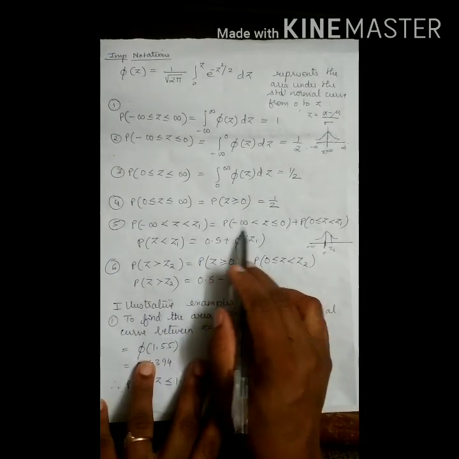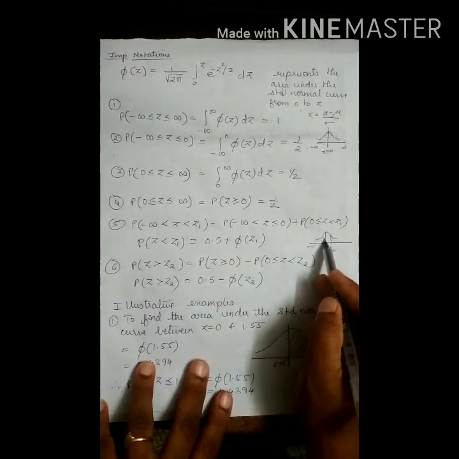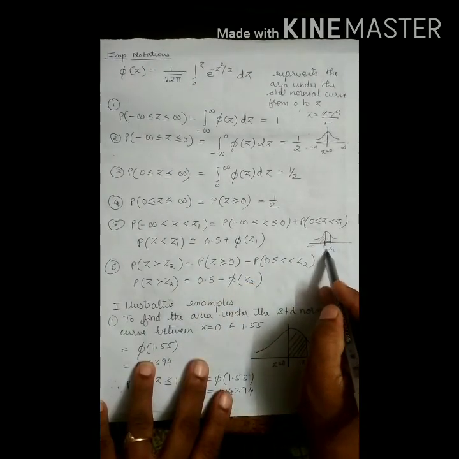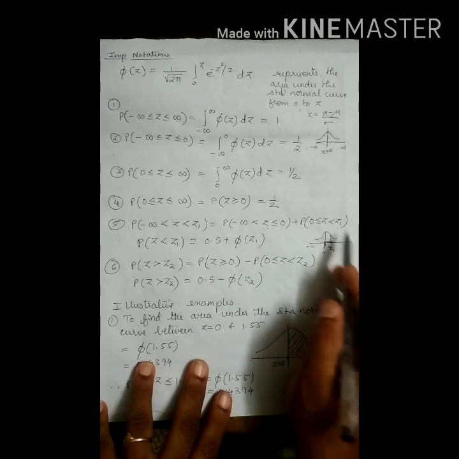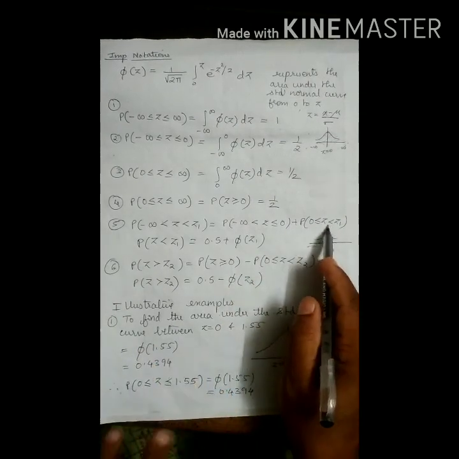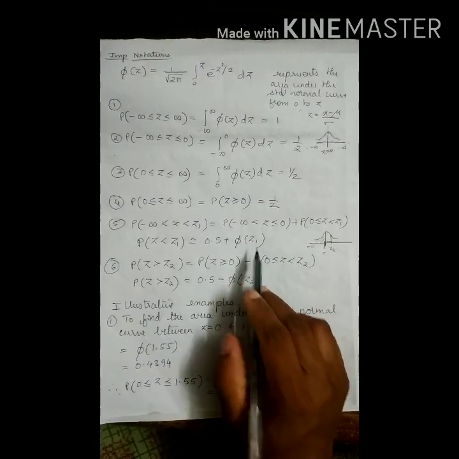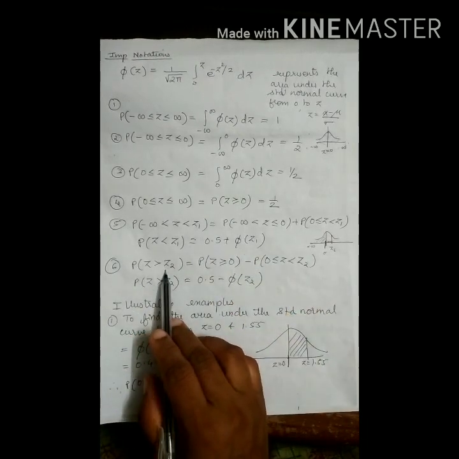Which can be written as what? Minus infinity to 0 means this whole area, which is 0.5, plus this area. Plus this area means it is phi of z1 you should write, means 0 to z1. And probability of 0 to z1 must be written as phi of z1. Understand the notation.